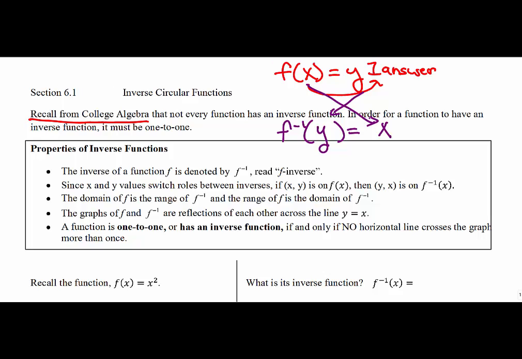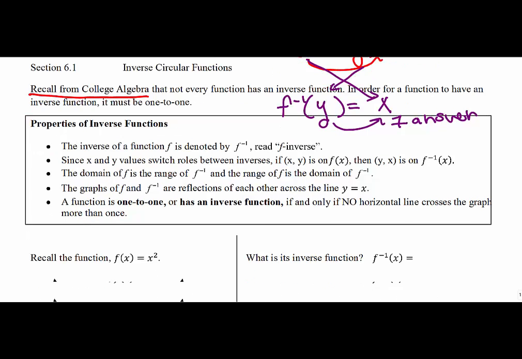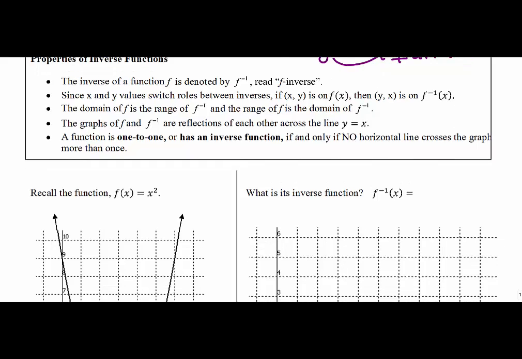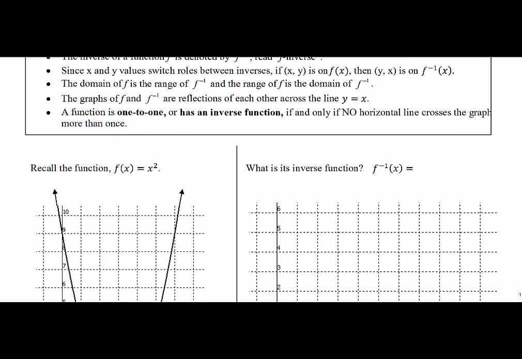In order for a function to have an inverse function, when I switch around the x's and the y values, we still have to have that property that for every input, I only have one output. We only get one answer out. So the x and y values will switch places, and we want to compare this to a function that we should be somewhat familiar with, our square function.